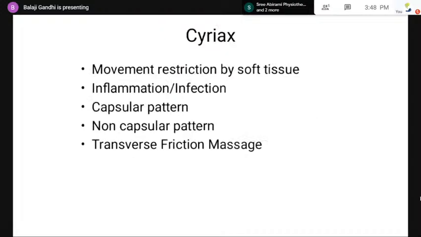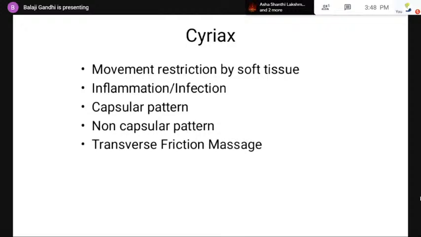So if there is any inflammation, Syriac is an orthopedic surgeon, so he used to give the patient who comes with periarthritic shoulder, if there is inflammation, a kind of steroid injection in the joint. And followed by that, he asks the physiotherapist to go for the soft tissue friction massage. So Syriac is the one who has explained the capsular pattern and the non-capsular pattern. So capsular pattern, the capsule can restrict the movement.